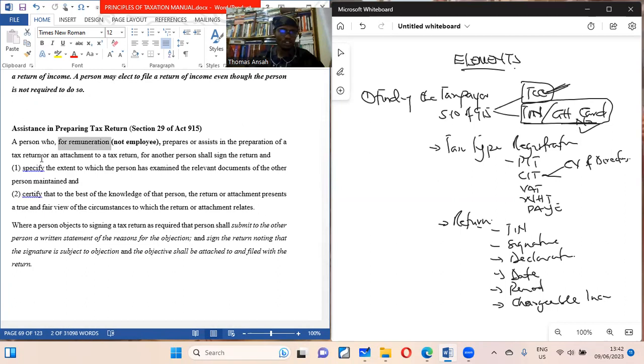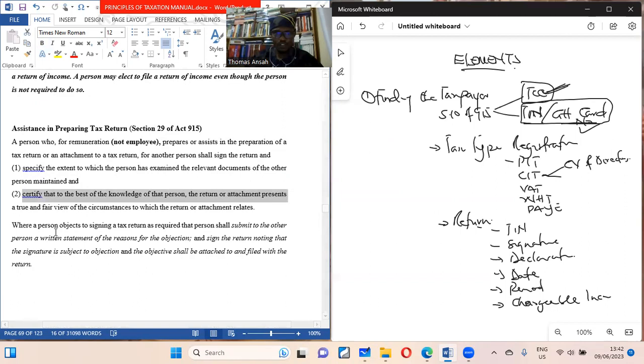So in that case, if you go to that person to prepare or assist you to do your return, then what the law says is that that person shall, one, specify the extent to which he has examined your relevant documents to help you determine your tax payable or your filing. Two, certify that to the best of his knowledge, the return or the attachment represents a true and fair view of the circumstances. So he must certify that the information that is there to the best of his knowledge is okay, all right? So that is that.